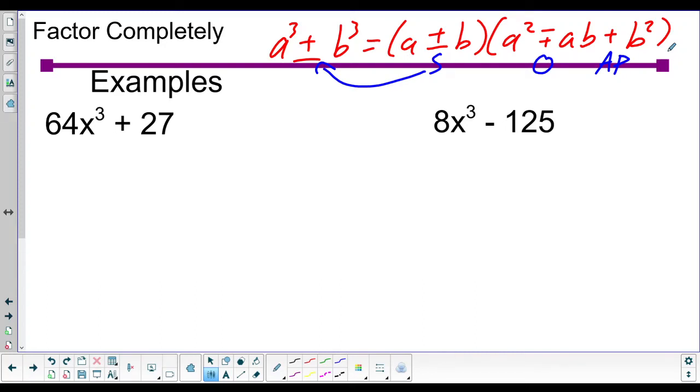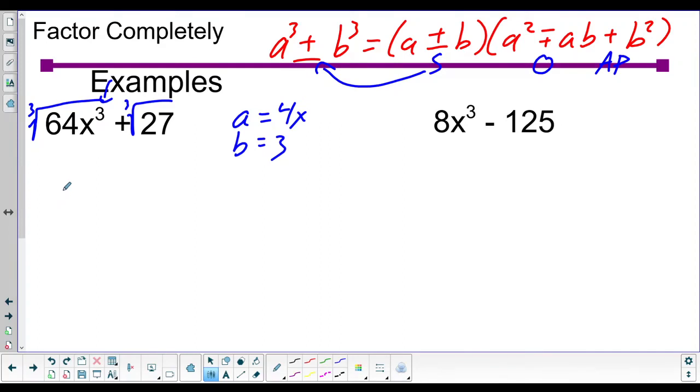So we've said, oh, I can see that this is sum of cubes because there's a cubed there. 27 is a number cubed, so is 64. So the first thing we're going to do is find a and b by taking a cube root of both of these terms. The cube root of 64 is 4, and then the cube root cancels the cubed, so it's x. The cube root of 27 is 3. Now we fill out our SOAP formula.